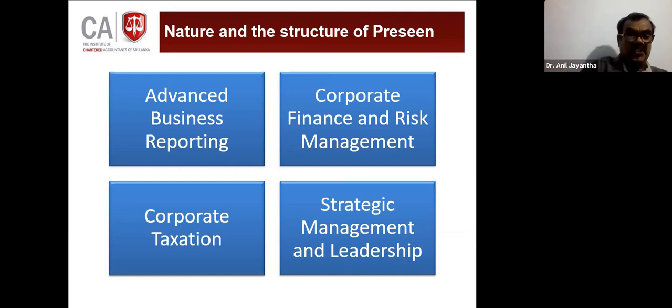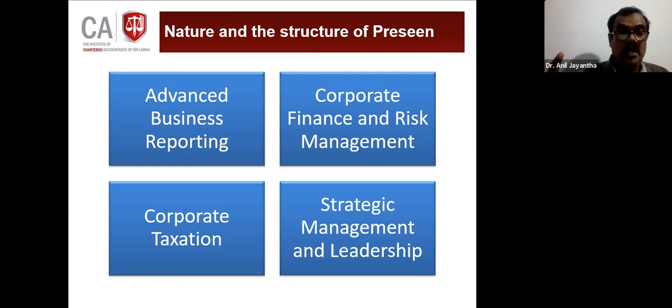I'll quickly touch on the importance of advanced business reporting, why it is so important. Then you can think more about pre-seen and unseen. As I just told you, when a limited liability company grows bigger and bigger, it creates lots of problems.